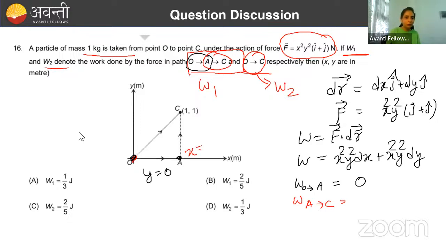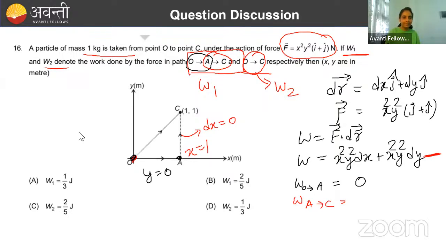And the constant value of X is how much? 1. It's not 0. So here you will put X equal to 1 in the work done formula. X is constant, which means during this process dx equal to 0, because X is constant when you are moving from A to C. So also put dx equal to 0.